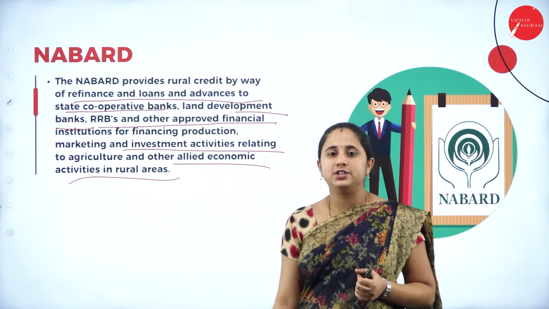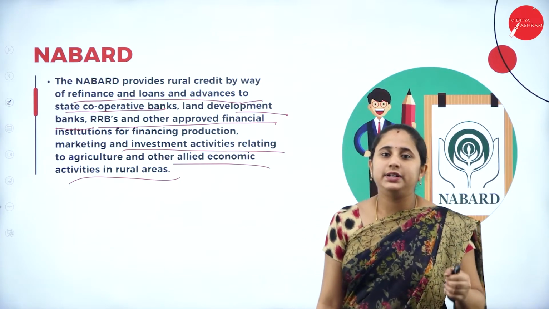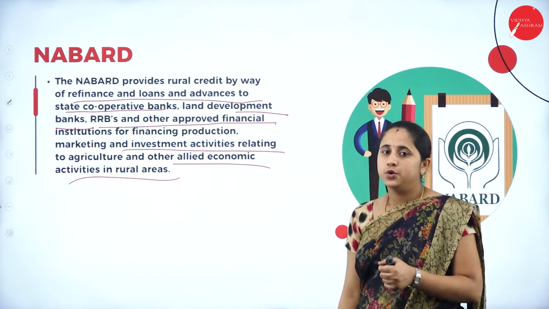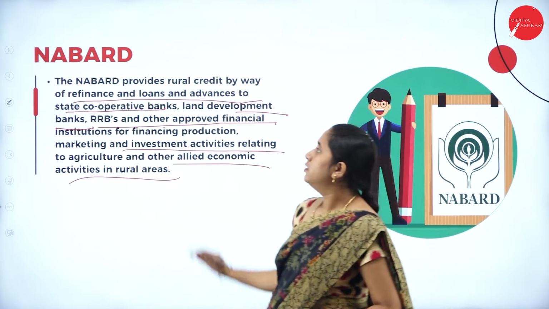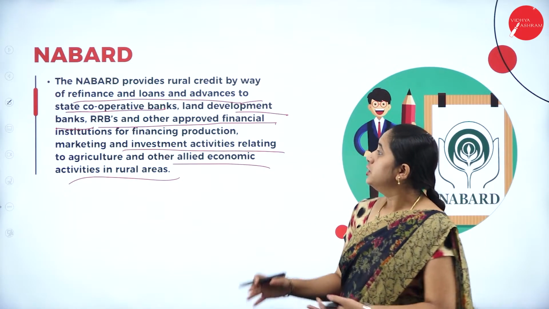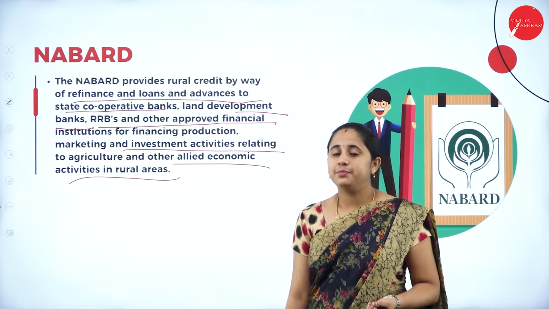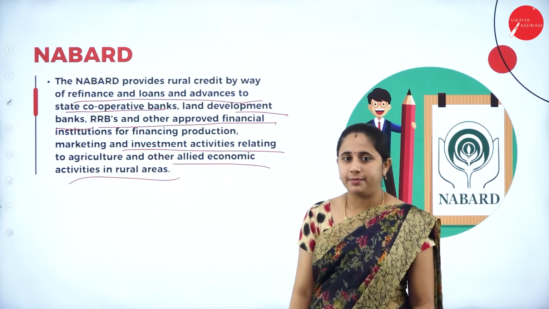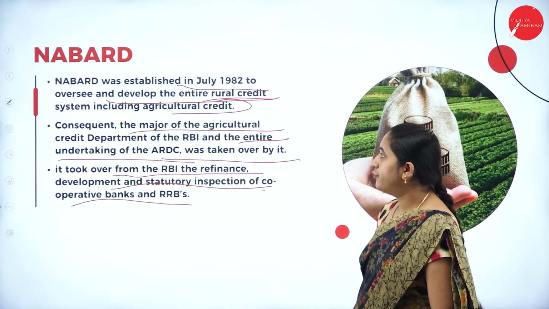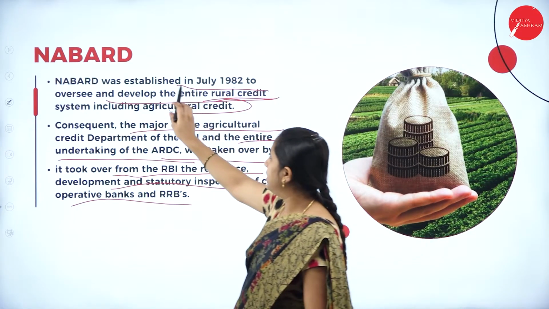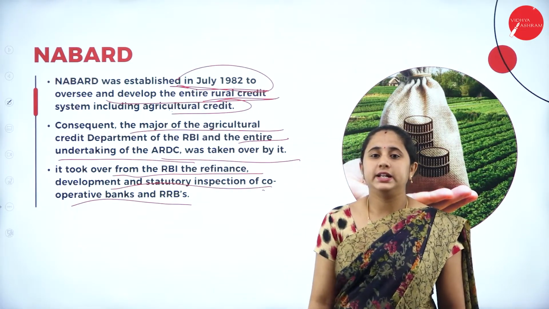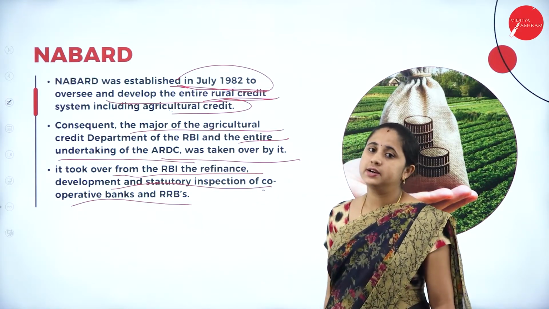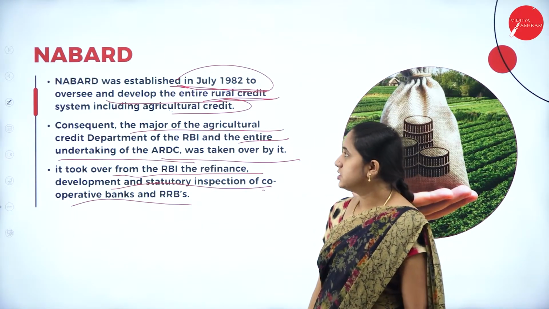Not only for the agricultural activity, they also finance other activities in the rural areas. Now, we have discussed NABARD, the full form of which is National Bank for Agricultural and Rural Development. National Bank for Agricultural and Rural Development was established in July 1982 by RBI. So, this is all about NABARD and RBI and agricultural credit.